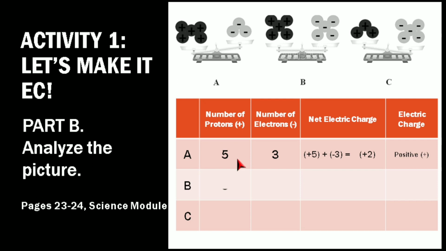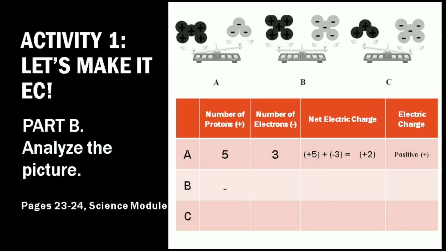Now, let's move on with letter B, scale letter B. Write down how many protons you can see in scale letter B. Write it down. Next, how many electrons can you see? Please write it here in the second column.